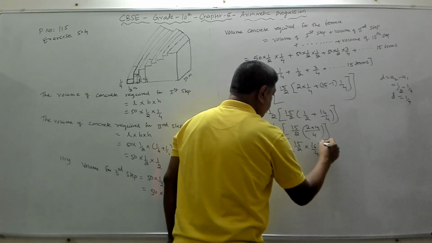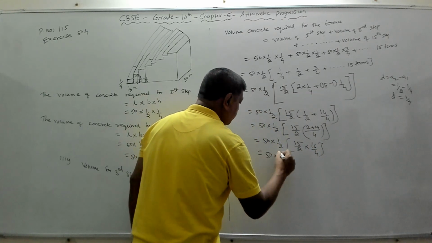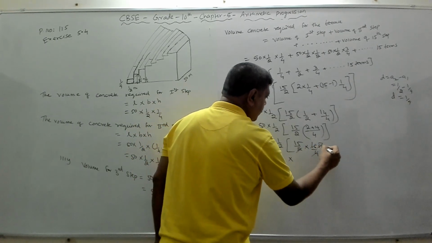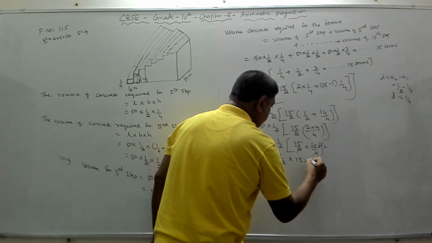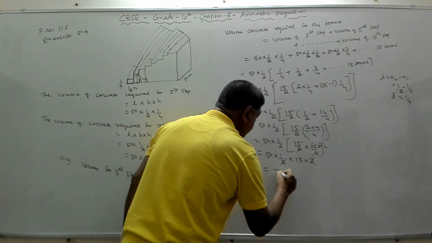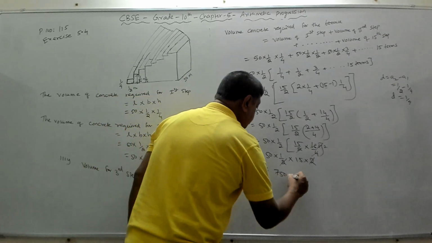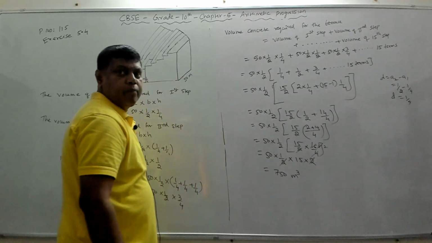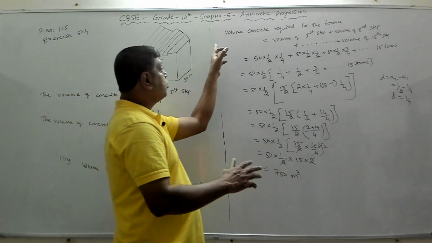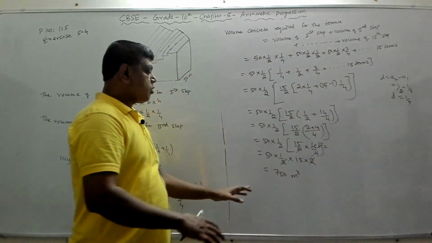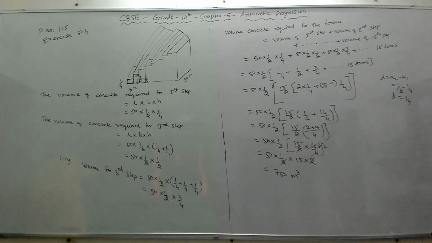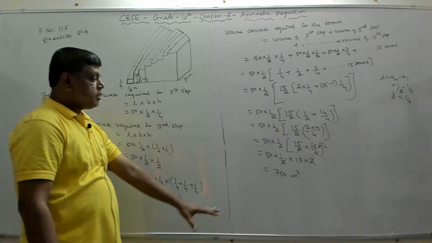So that gives you 50 into 1 by 2 into 15 by 2 into 16 by 4. Right? So here if you cancel 2, 8s are 16, again 4 and 8 will get cancelled 2. You get 15 into 2, 15 into 2. So this 2 and this 2 will again get cancelled. You'll finally get 15 into 50, which is 750 meter cube, because it's a volume. 750 meter cube of concrete is required. Fine. So the final answer is 750 meter cube.